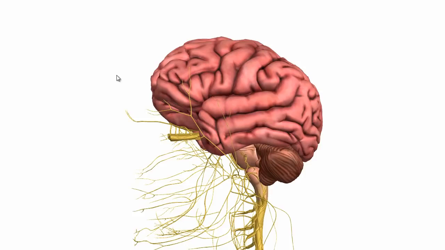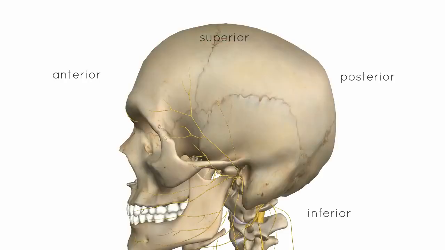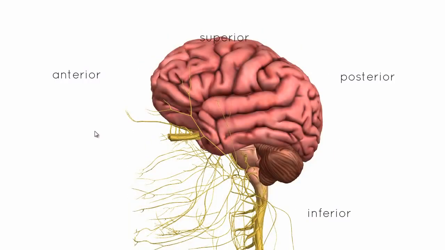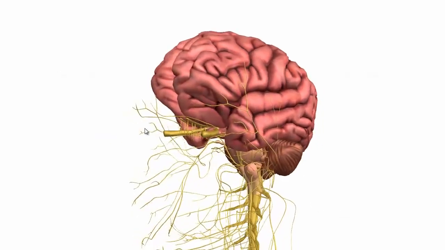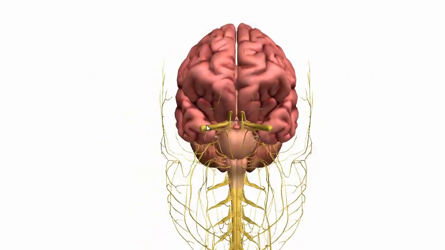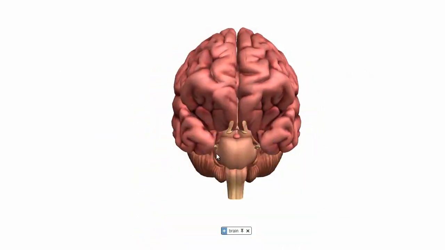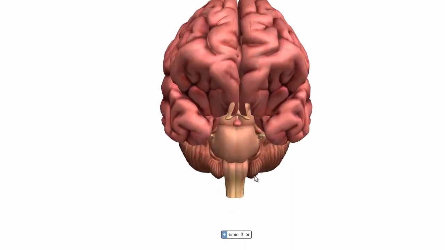First of all, I'll just point out what we're looking at here. We're looking at a side view of the brain. Anterior is this side, posterior is this side, and obviously superior and inferior. So you can see the brain, how it sits there. I'm just going to rotate it around and we'll take a look at the brainstem. I've just removed some of the nerves to make it a bit clearer.